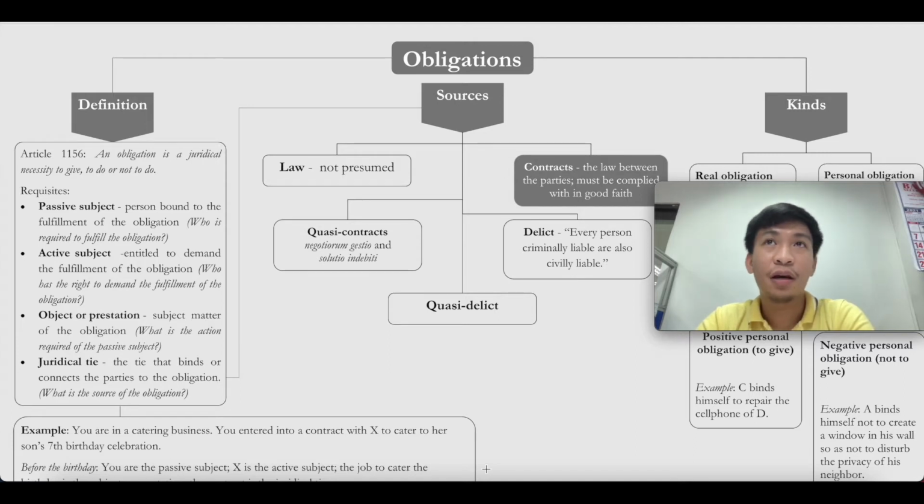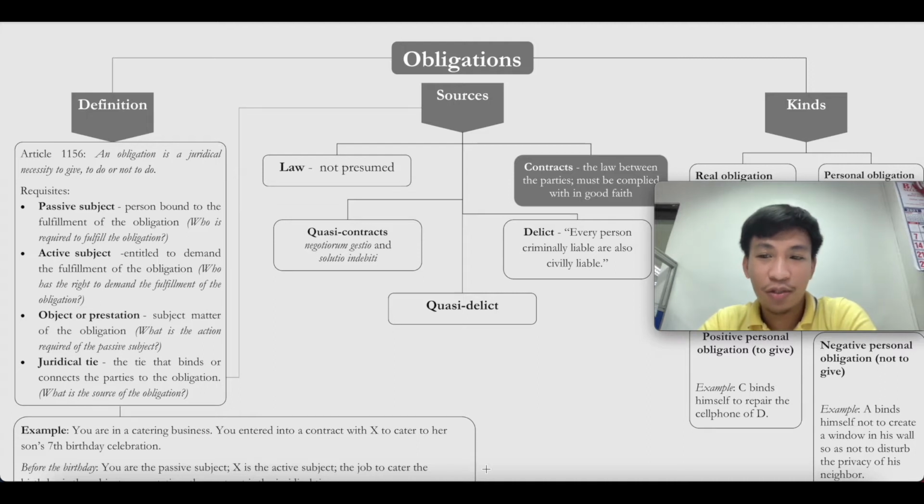Now, an obligation has four requisites, as you can see in the far right or left, depende kung nasaan kayo. So, the four requisites of obligations are passive subject, active subject, object or prestation, and juridical tie. Now, these are jargons, but I'll try my best to discuss it the simplest way I can.